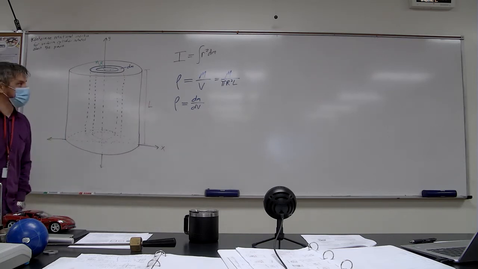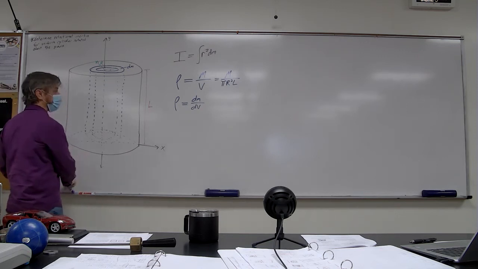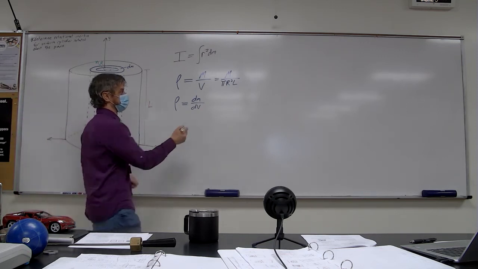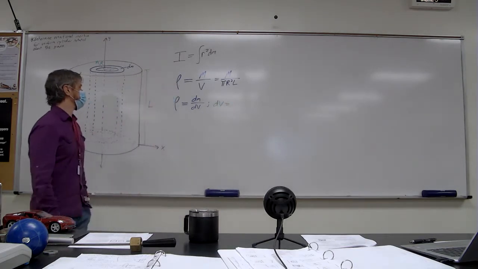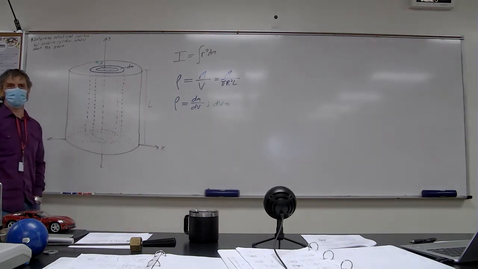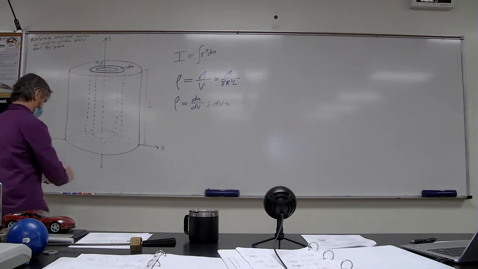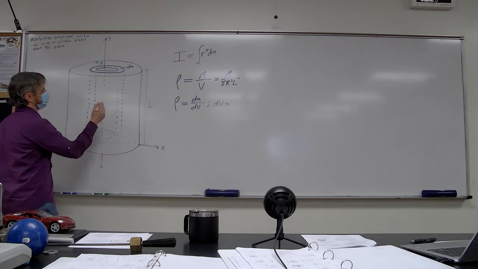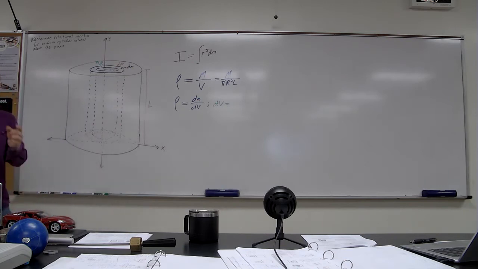dV is not going to be pi r squared L. dV is going to be something different, but we still need an expression for it because we don't know what dV is. So dV, can anyone tell me what the volume of this representative cylindrical shell will be? Oh, sorry, I forgot to put the width. dr. Right, the differential width of that guy is going to be dr.